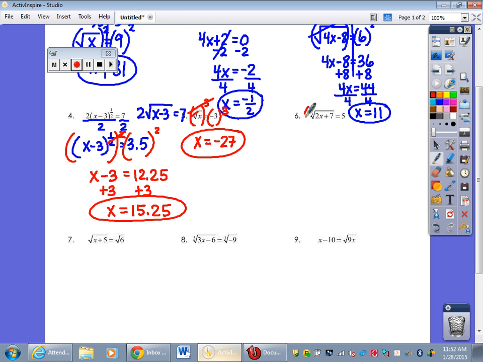Okay, same thing here. We're going to cube both sides. So we're going to get 2x plus 7 equals 5 times 5 times 5 is 125. Remember, cubing a cubed root cancels out the cubed root, and you have just what's underneath the radical left over. Now I can take away 7. Have 2x equals 118. Divide by 2. And x is equal to 59.